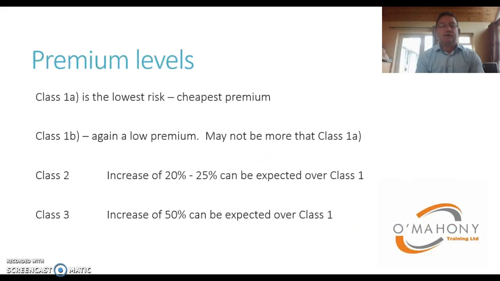And just to close then, the premium levels. Class 1A, as we mentioned earlier, is the lowest exposure and would have the cheapest premium. Class 1B, again, is relatively low exposure, and it may not be any more expensive than Class 1A. Class 2 could be Class 1 rates plus somewhere between 20 and 25%. And finally, Class 3 could be Class 1 rates plus up to 50% extra.